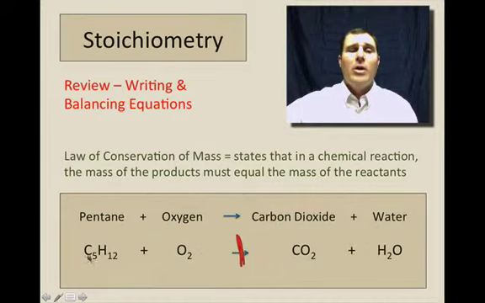Here's an example. Carbon, I have 5 of them on this side, but I only have 1 on this side. Now I can't go changing the compound's formula, because I can't change the compound itself. I can use coefficients to balance it. So since I have 5 carbons on this side and only 1 on this side, I'm going to put the coefficient 5 here. Now I've got 5 carbons and 5 carbons. That's happy. I've got 12 hydrogens on this side and only 2 on this side, so I'm going to put a 6 here, and now I have 12 hydrogens and 12 hydrogens.